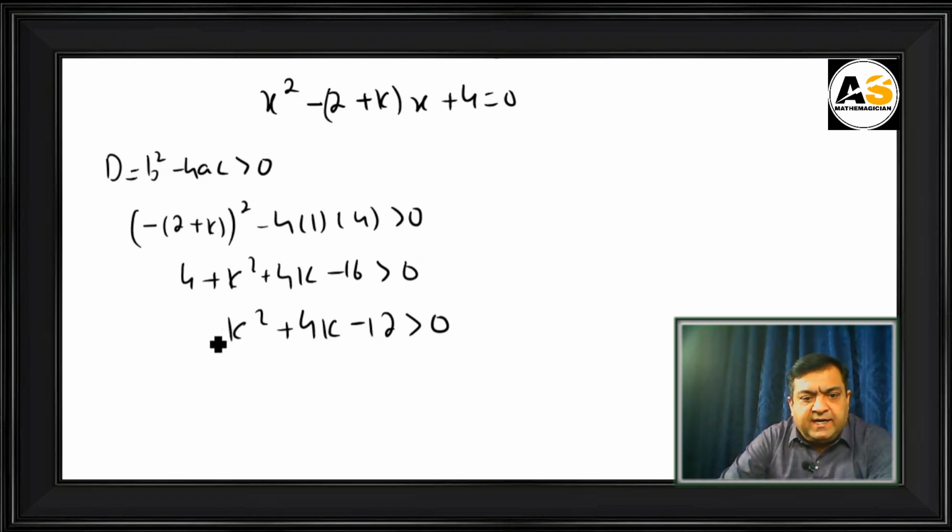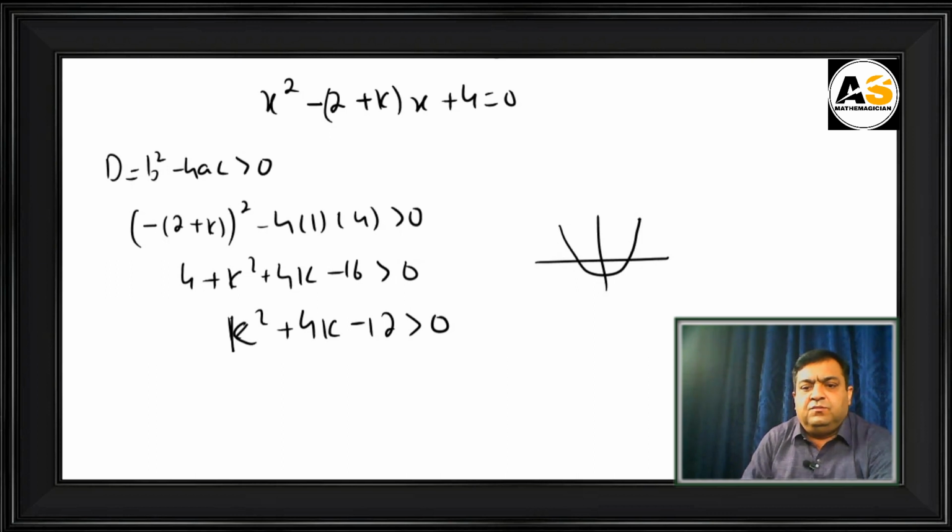This is a quadratic equation. The coefficient of k squared is positive, so its graph will be like this. Refer to the first lecture of quadratics.